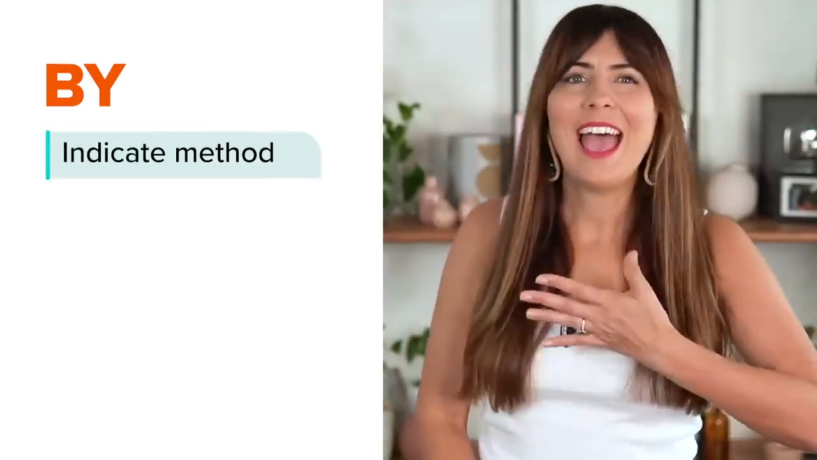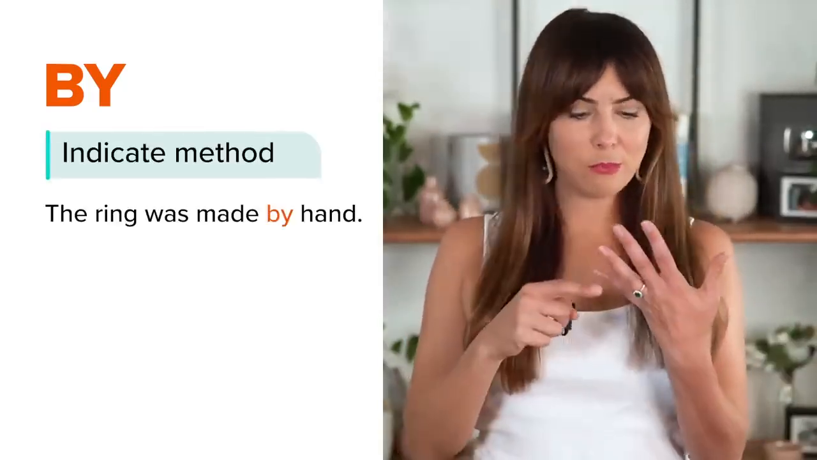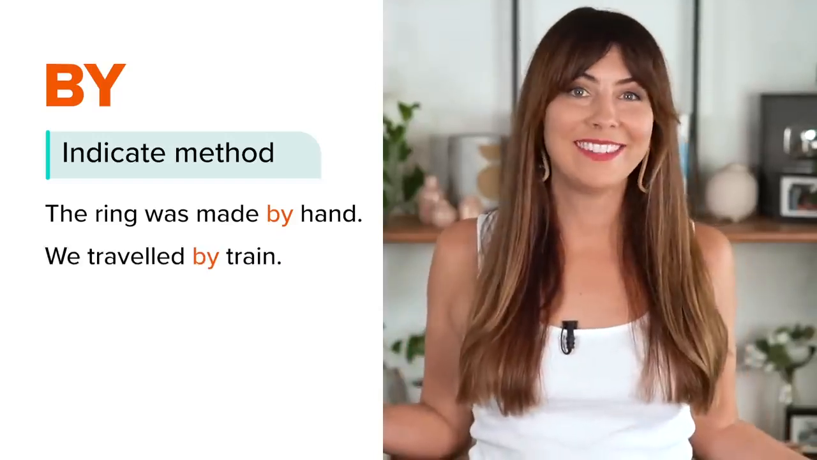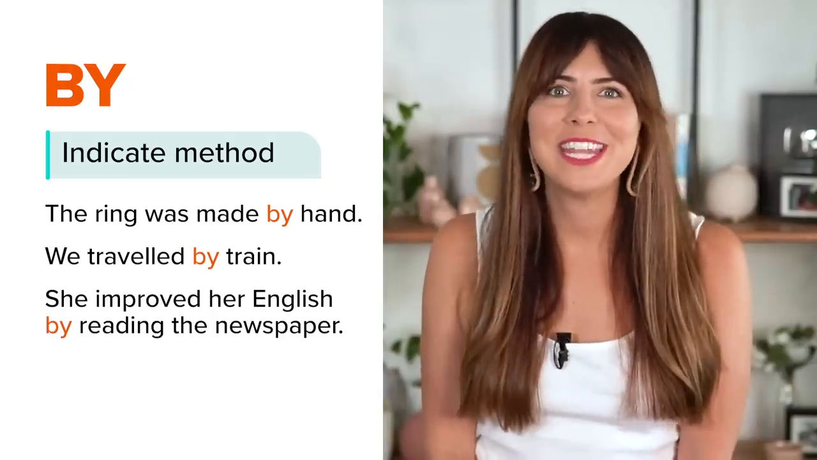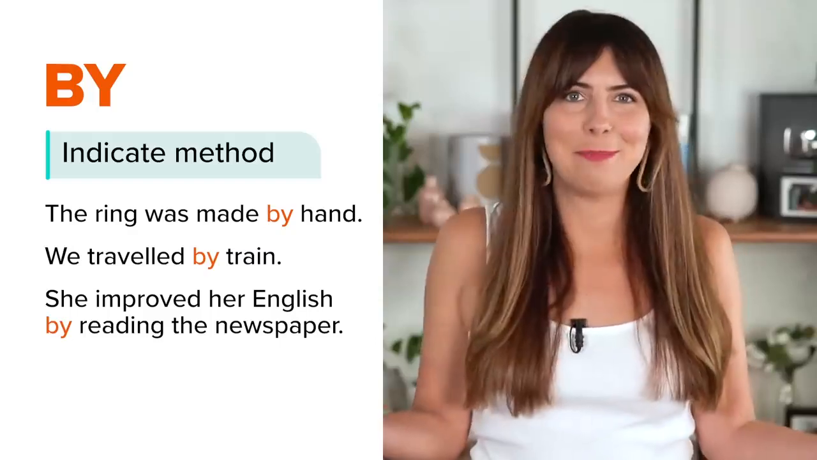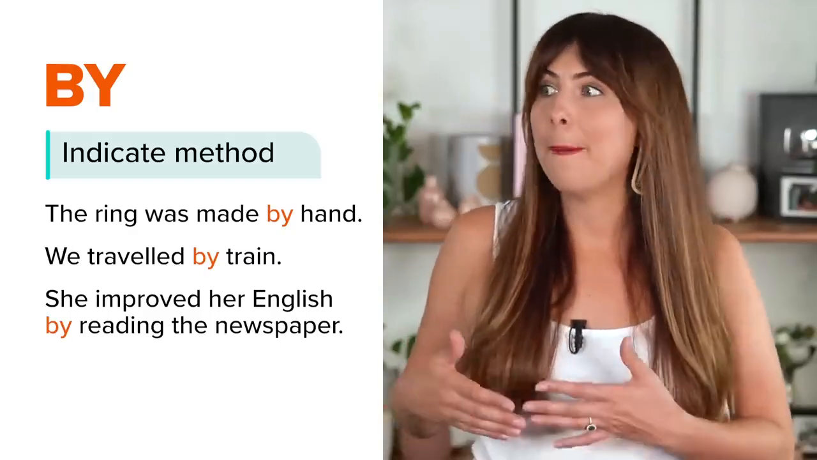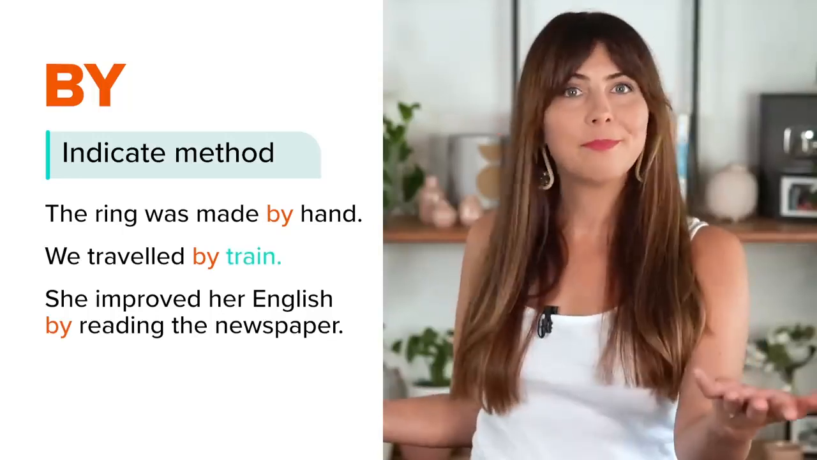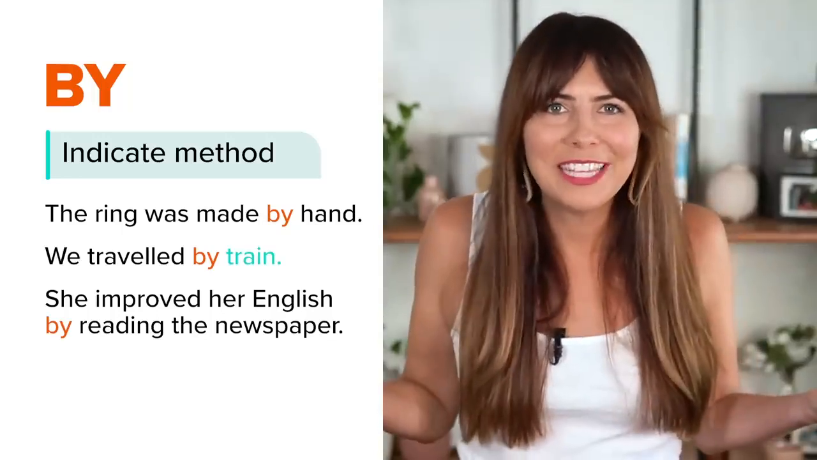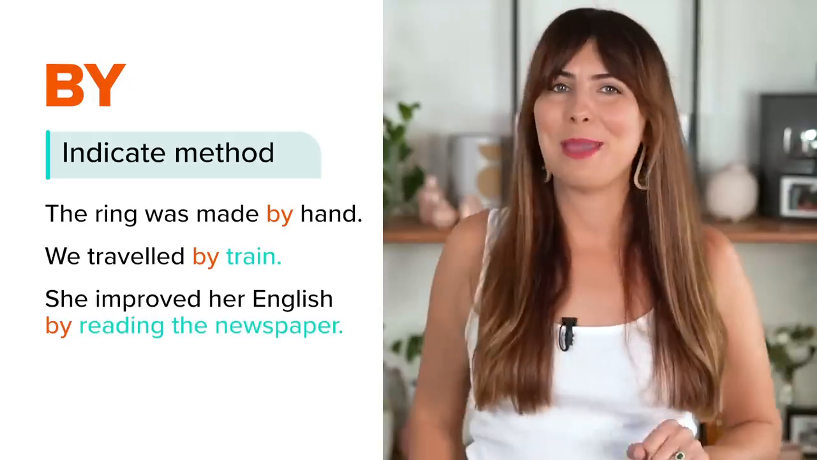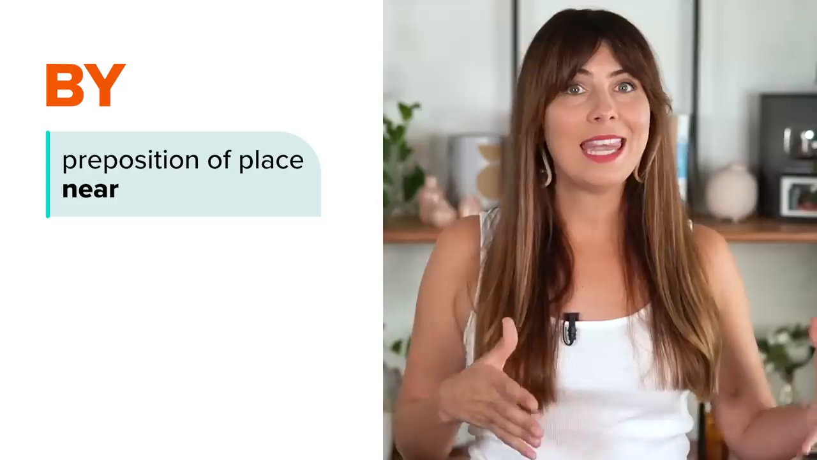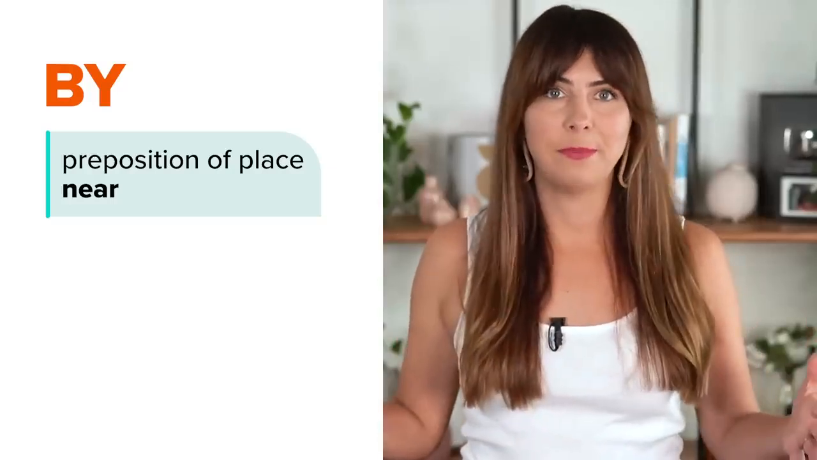By can also describe a method. It can indicate how something is done. The ring was made by hand. We travelled by train. She improved her English by reading the newspaper. So in all of these examples, by describes a method of completing an action. How did we travel? By train. How did she improve her English? By reading the newspaper.